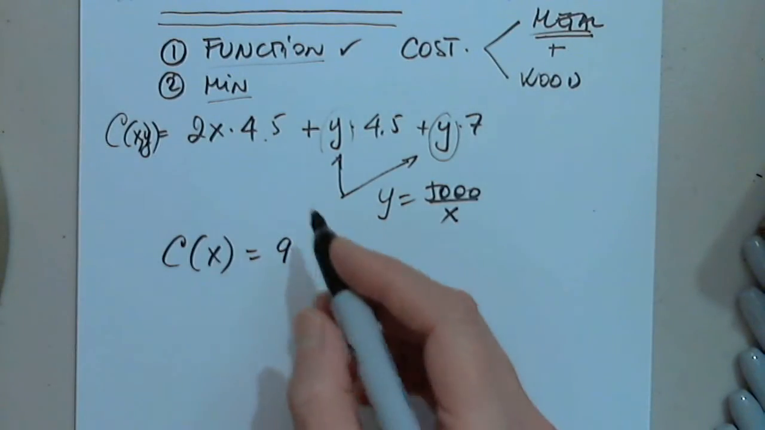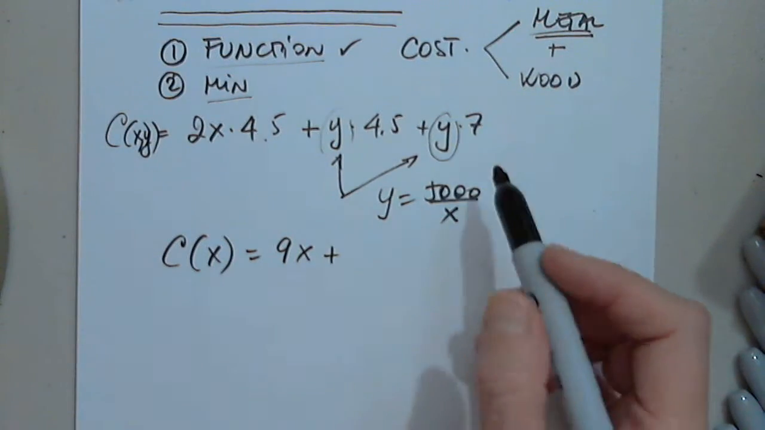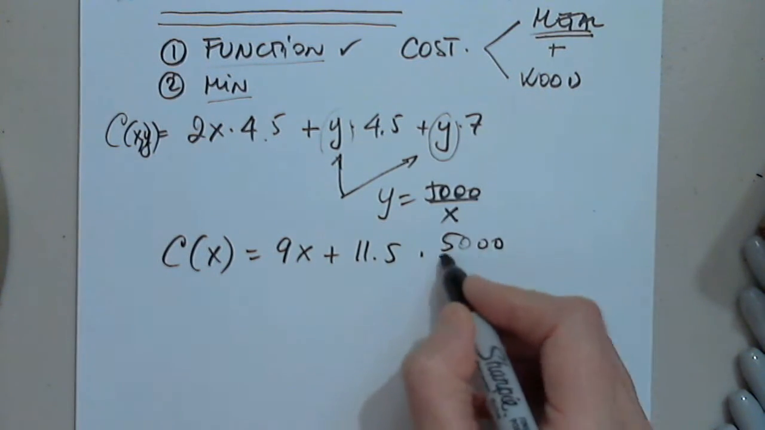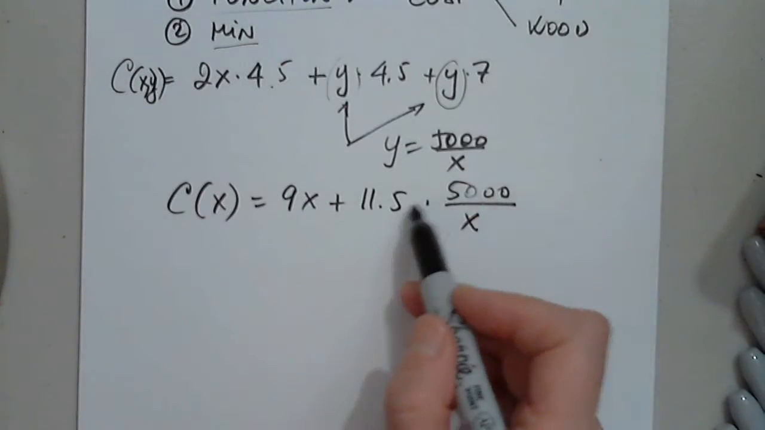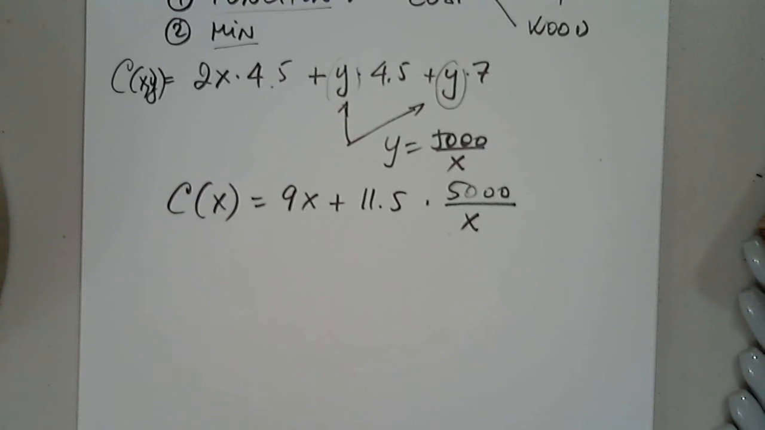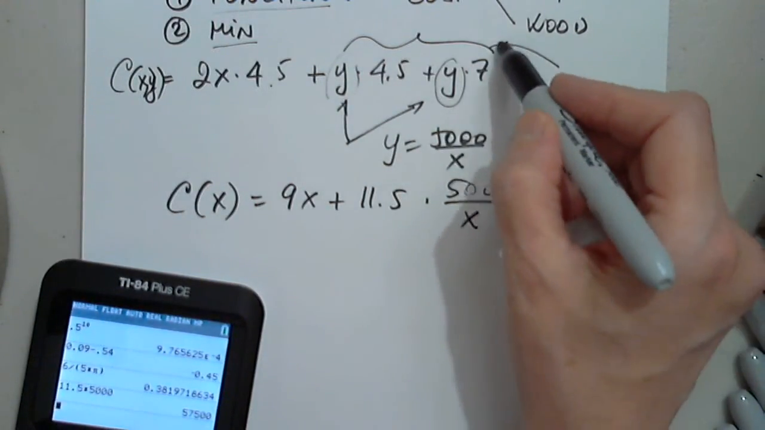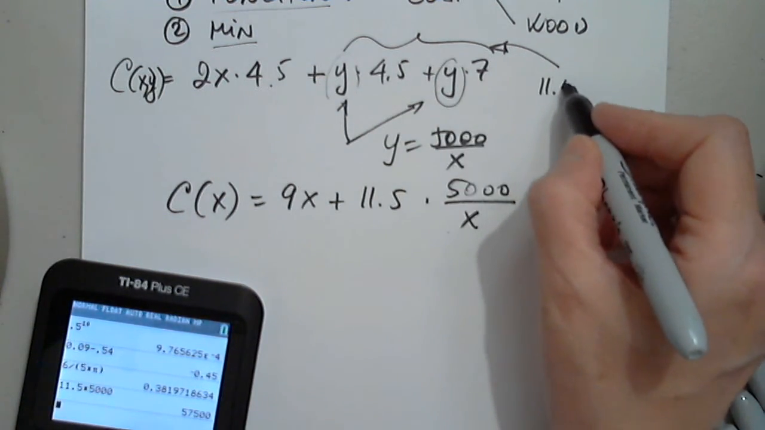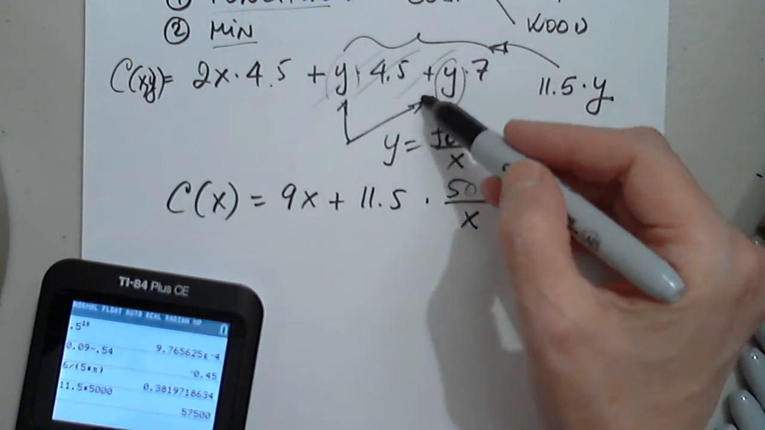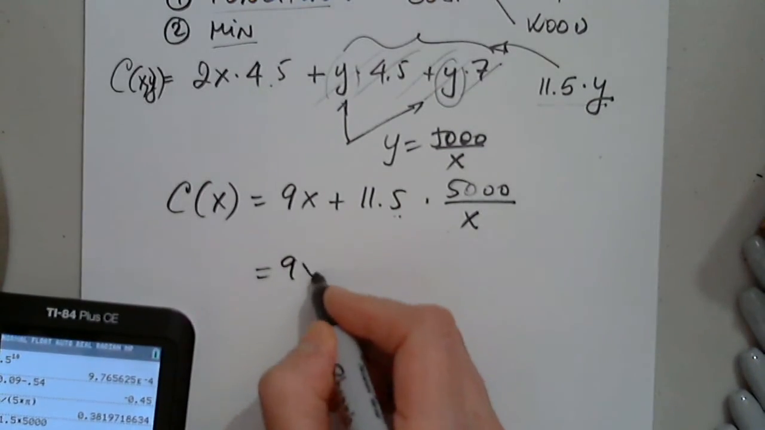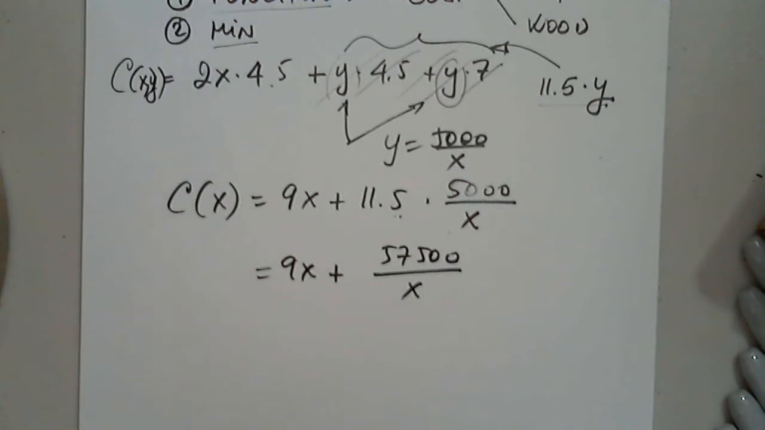So 2 times 4.5 is 9x. Then 7 plus 7 plus 4.5 is 18.5... Checking back: I wrote that this is 11.5 times y, so instead of these two terms I only wrote one term. Where's my calculator to do it fast? You have to add a second 5,000 divided by x since there's two y's. I factored out y, and I replaced that, so this will change into 9x plus 57,500 over x. Thank you.